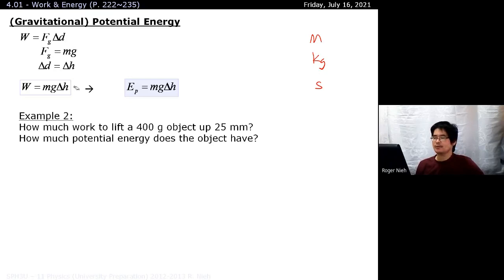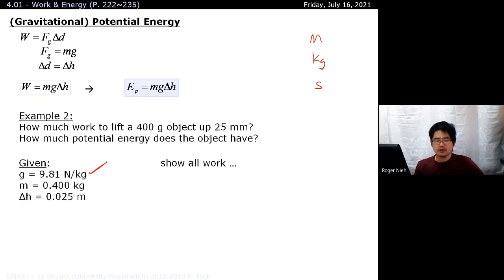All right, so this is an example where we start off with our givens. What do we know? Our value of g, we're assuming we're here on Earth. Don't forget to convert 400 grams into 0.4 kilograms, and 25 millimeters is also 0.025 meters. Make sure you show all your work, all right?